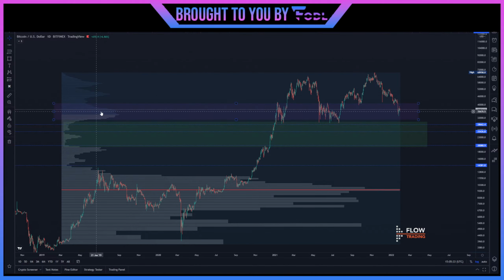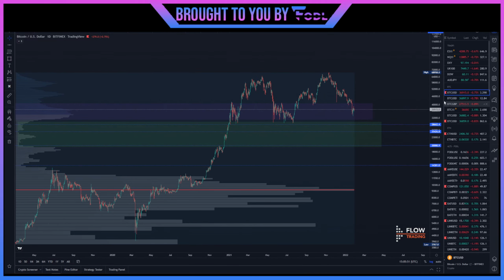So we are essentially within this high volume cluster here, and we should be just rotating sideways inside it. Okay, we can either break to the upside or break to the downside, but if we break to the downside, there's a big problem because it's such a low volume, and this is why I was showing you this chart.